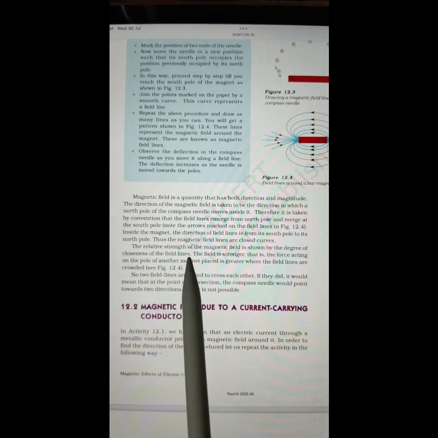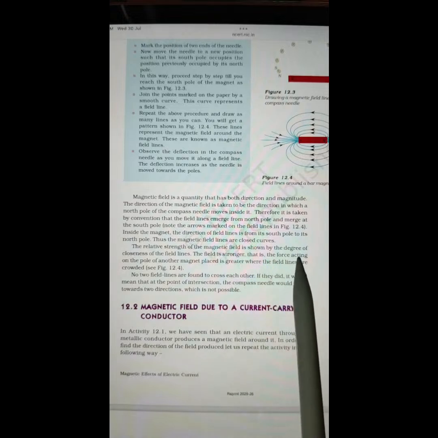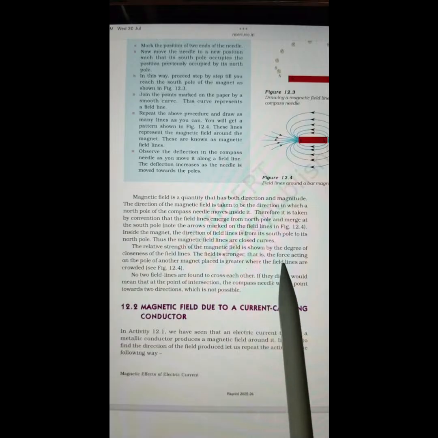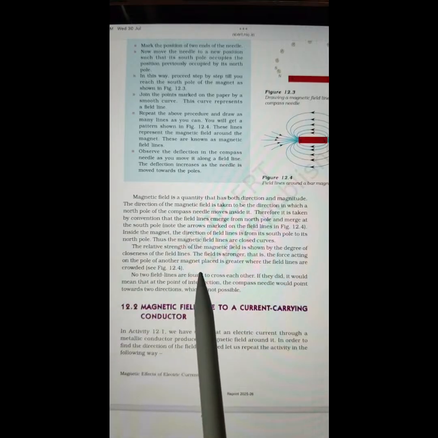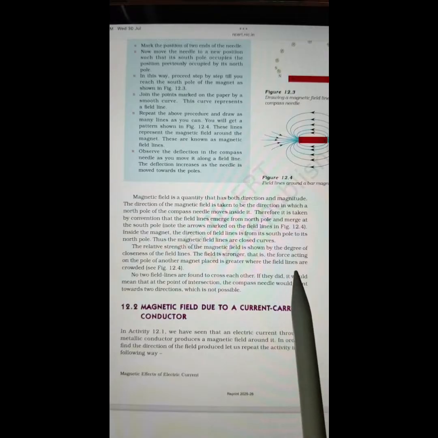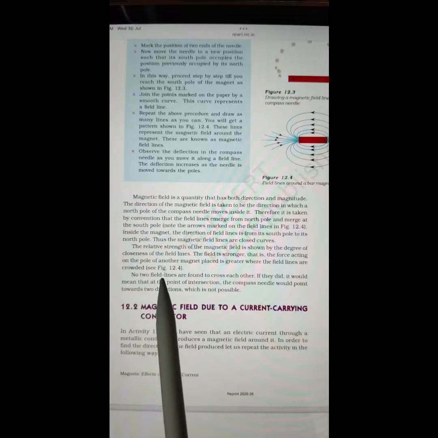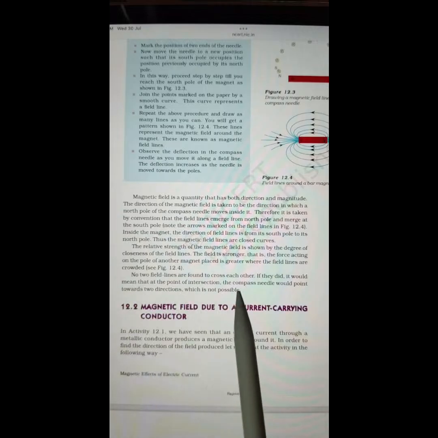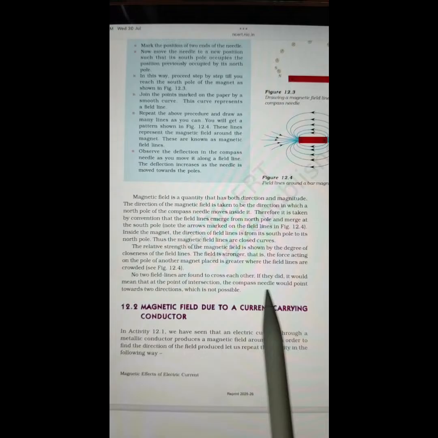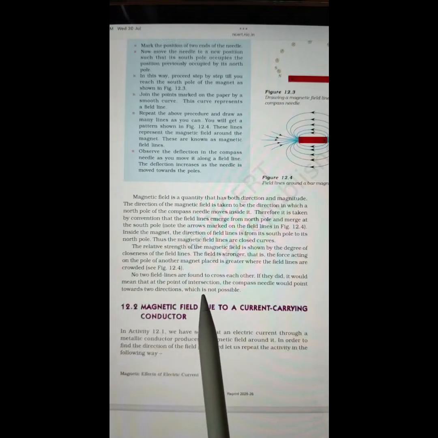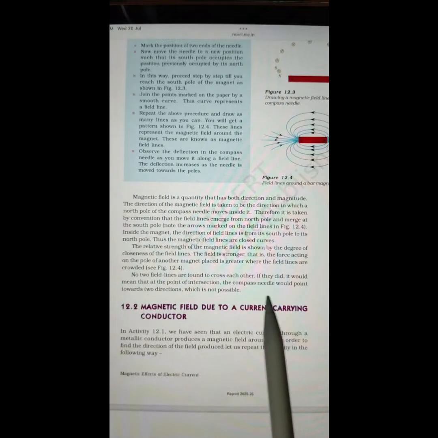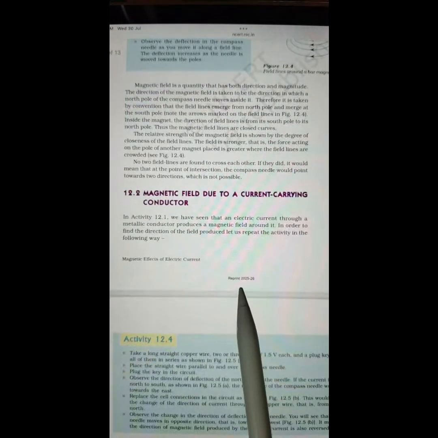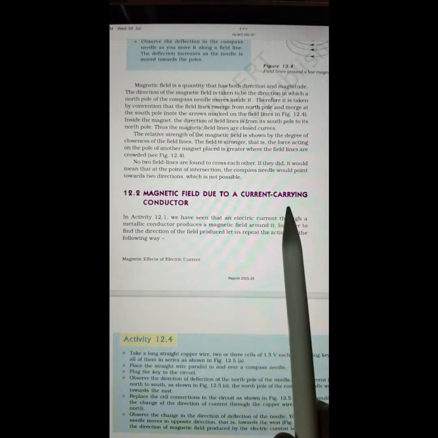The relative strength of the magnetic field is shown by the degree of closeness of the field lines. The field is stronger, that is, the force acting on the pole of another magnet is greater, where the field lines are crowded. See figure 12.4. No two field lines are found to cross each other. If they did, it would mean that at the point of intersection, the compass needle would point towards two directions, which is not possible.